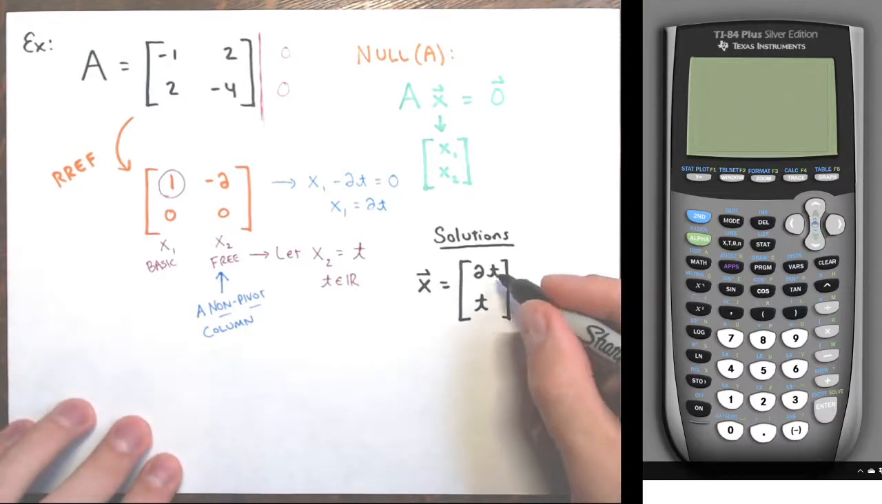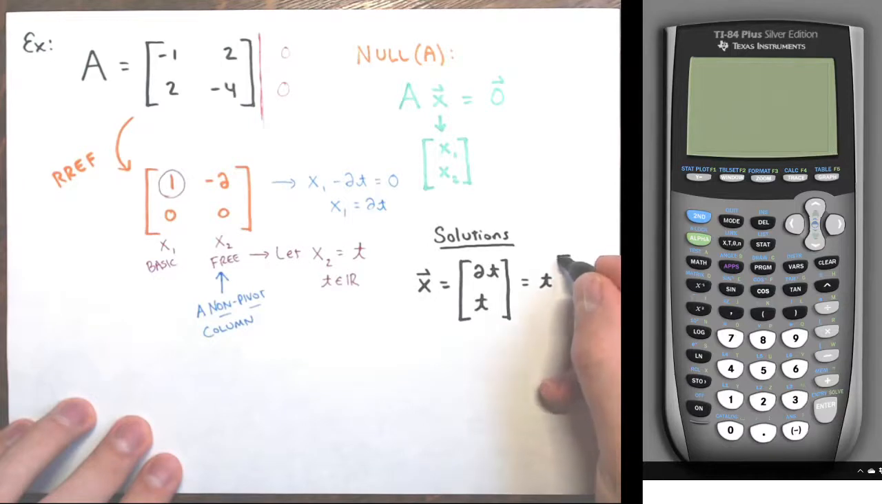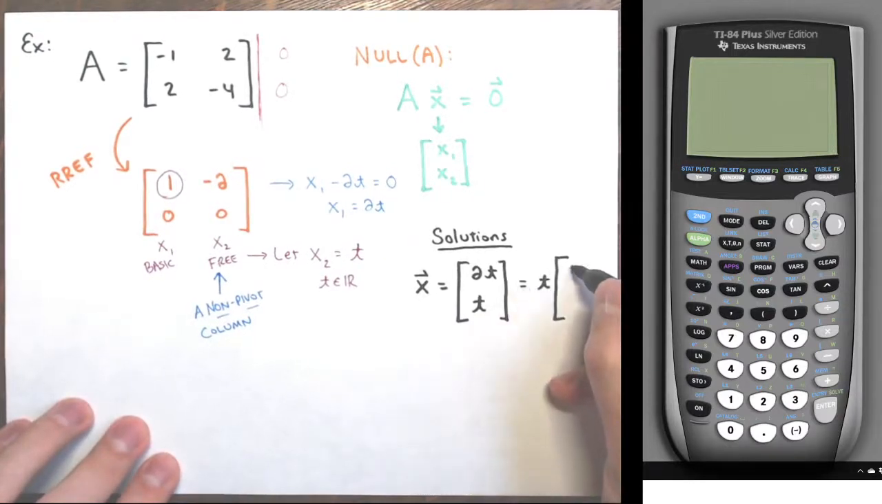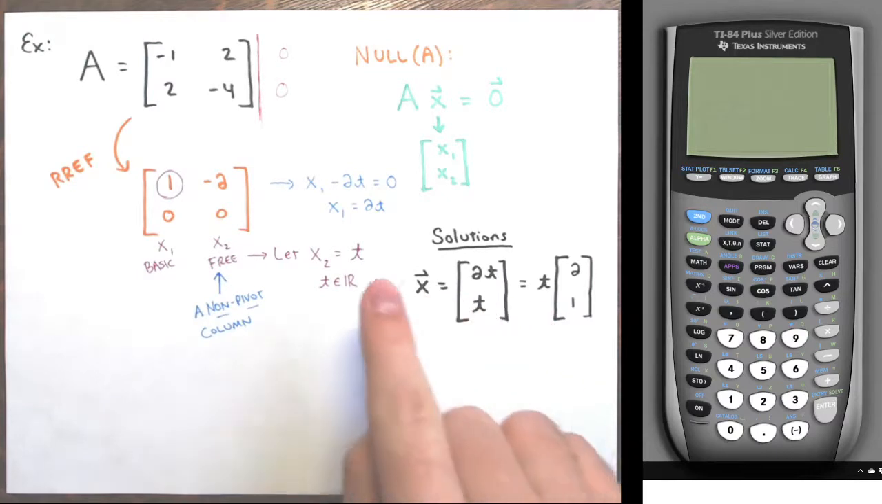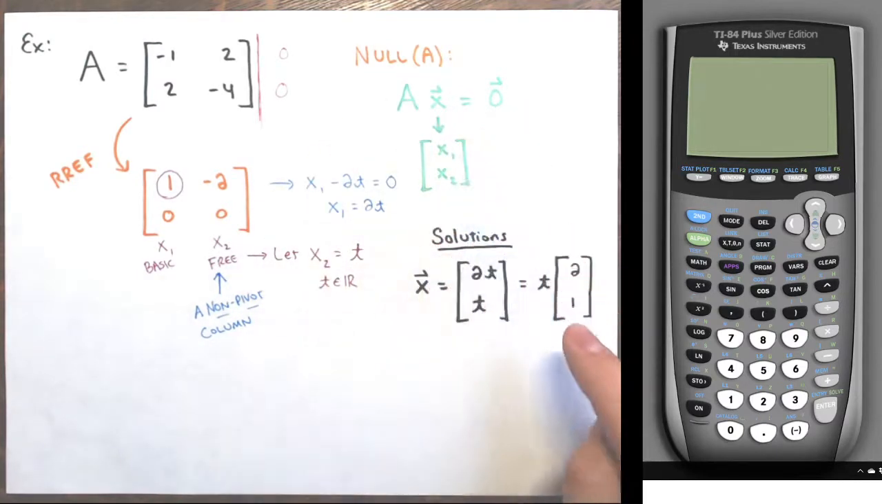Now the nice thing is, each of these components has the variable t in common. I pull that free variable out, that scalar out, right? It's a real number, and I'd have t times the vector 2, 1. So what we're seeing in this line is that every solution of this equation, Ax equals 0, is just a scalar multiple of the vector 2, 1.